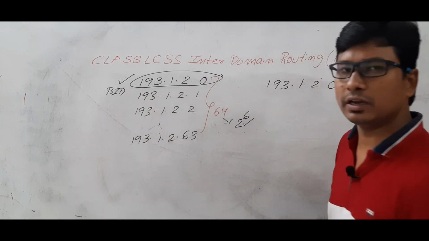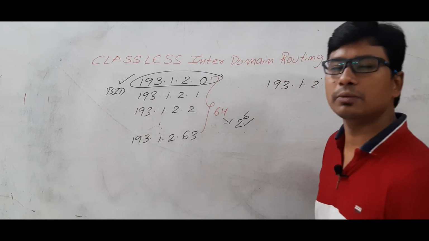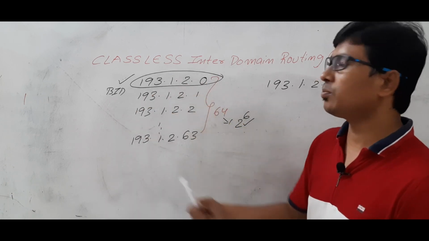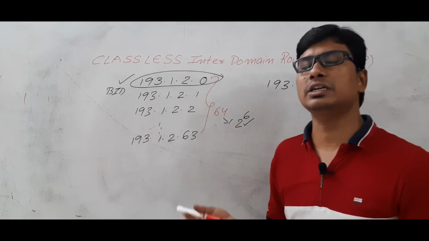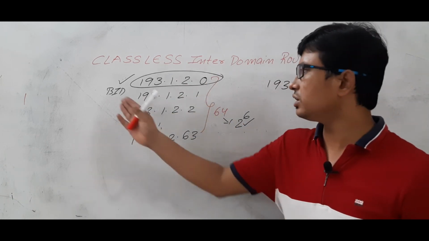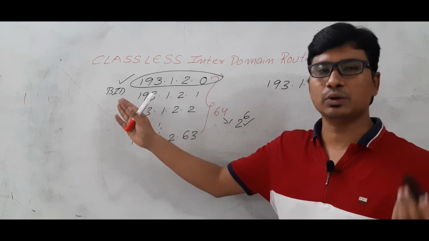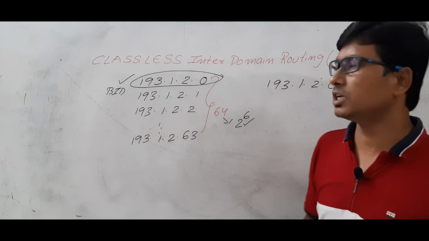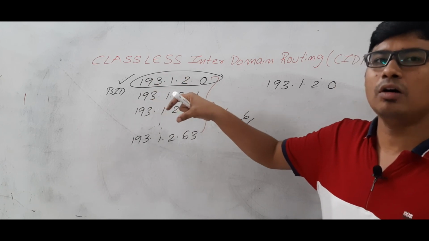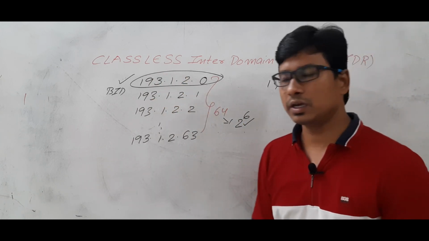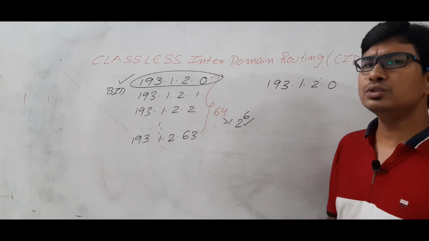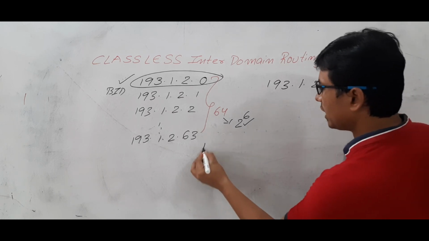Some people call it a block ID or network ID because they will say that this entire block I will consider as a network. Then it will be considered as a network ID. Don't get confused whether it is a block ID or network ID or subnet ID. All are the same, only to recognize that block or network or subnet. Now, how should I represent this one?